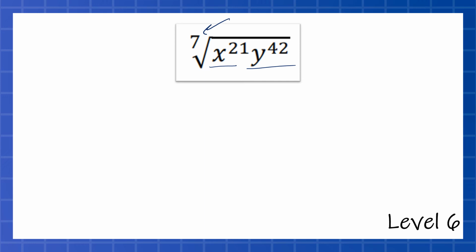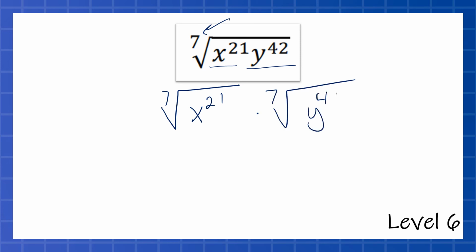When we have this, that's like saying we can split it into pieces. That's like saying the 7th root of x to the 21 times the 7th root of y to the 42. So you don't need to think about this like a big problem. This is really little problems, okay? Now, if that doesn't obviously make it more simple, let me show you the next thing I want to do.